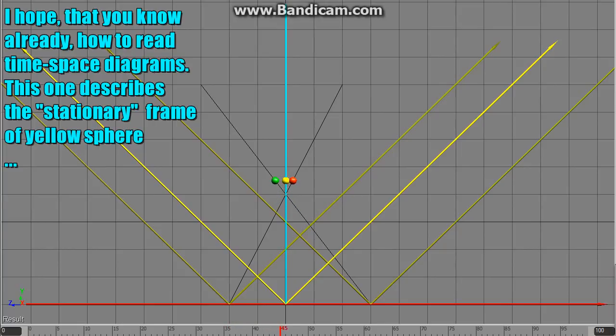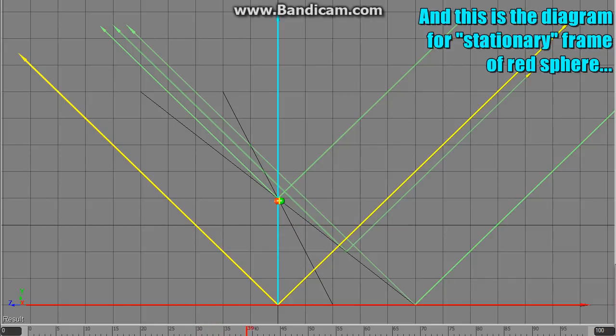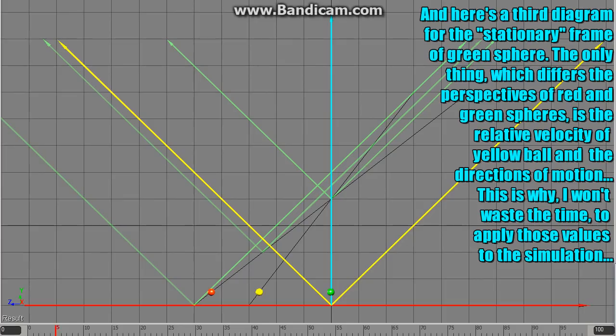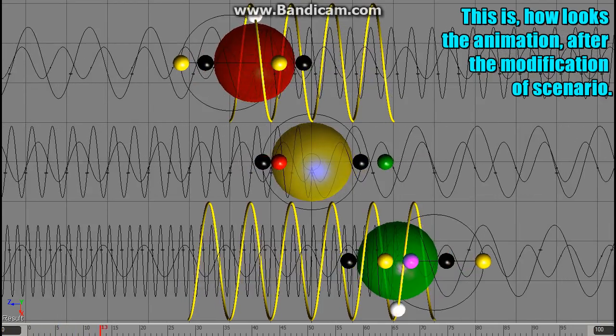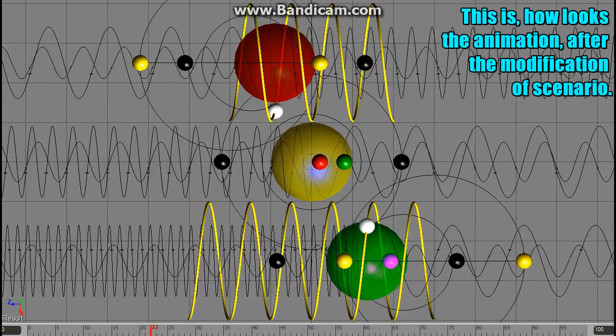This one describes the stationary frame of the yellow sphere. And this is the diagram for the stationary frame of the red sphere. And here is a third diagram for the stationary frame of the green sphere. The only thing which differs the perspective of red and green spheres is the relative velocity of the yellow ball and the directions of motion. This is why I won't waste the time to apply those values to the simulation.